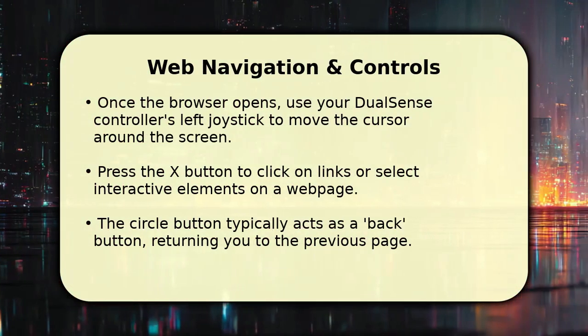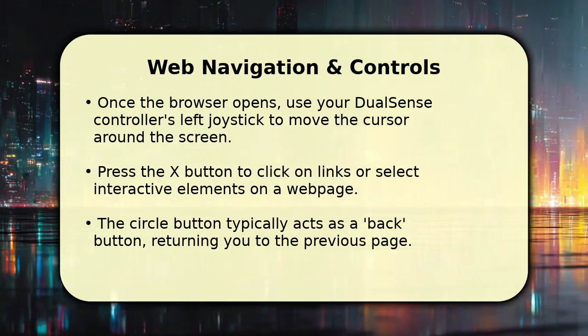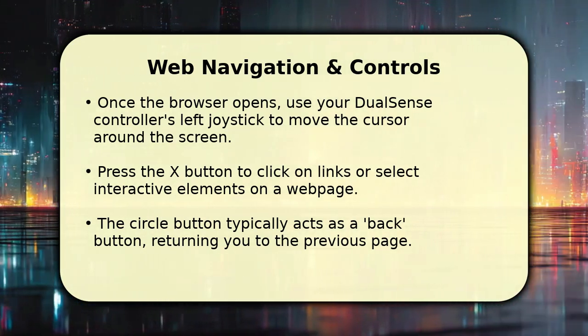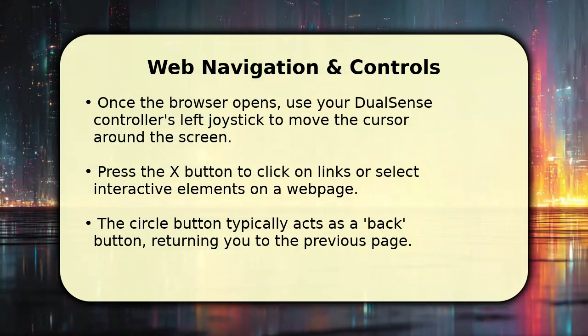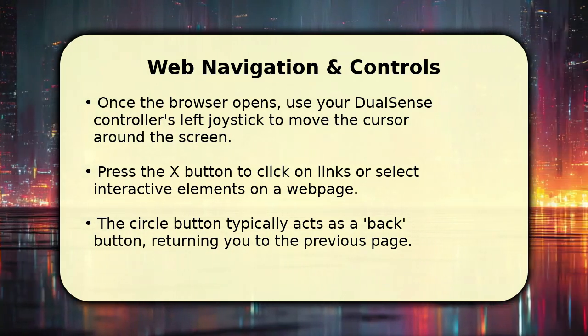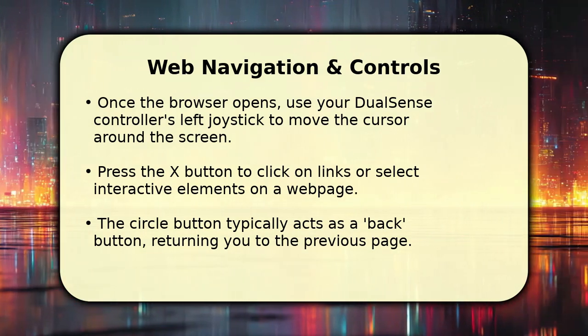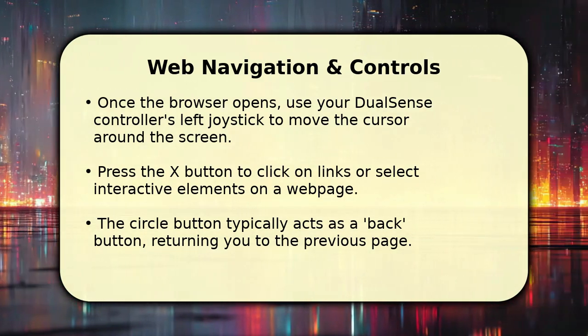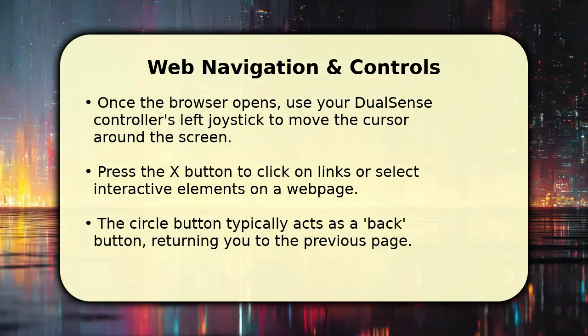With the browser open, you will use your DualSense controller to navigate. The left joystick controls the on-screen cursor, allowing precise movement. Pressing the X button acts as a click, selecting links or engaging with website elements. To go back a page, simply press the circle button. For more options, like refreshing the page or zooming, press the Options button on your controller. This gives you essential control over your browsing experience.